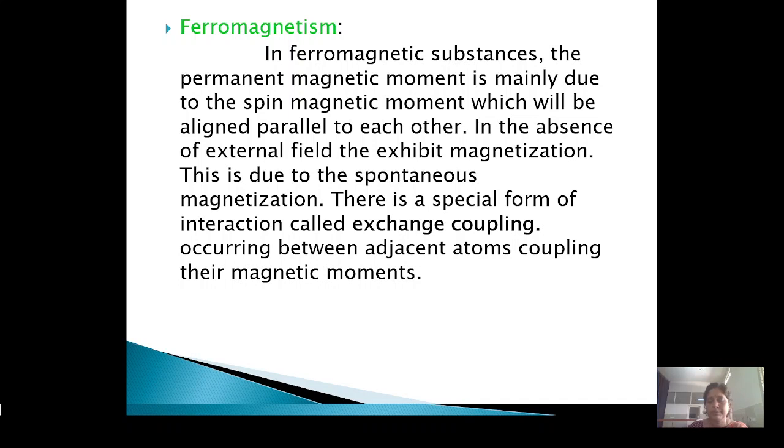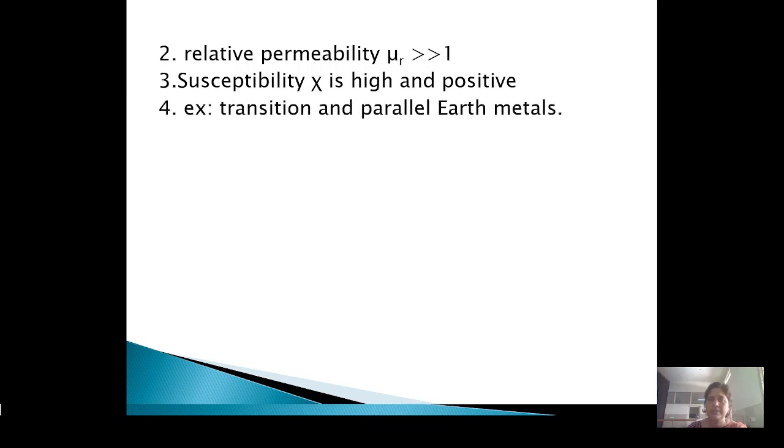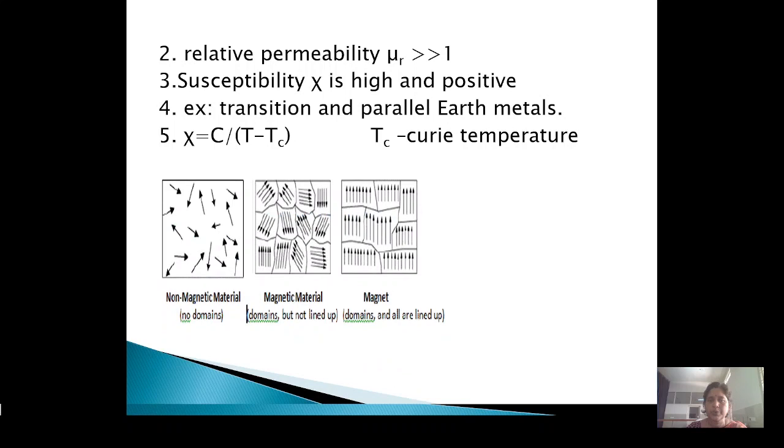In magnetic materials, in the absence of a magnetic field also, they show magnetization. This magnetization is called spontaneous magnetization. This is due to the exchange coupling occurring between adjacent atoms' magnetic moments. Relative permeability mu r is much greater than 1. Susceptibility chi is high and positive. Examples: transition and rare earth metals. Chi is equal to C by T minus Tc. Tc is the Curie temperature.